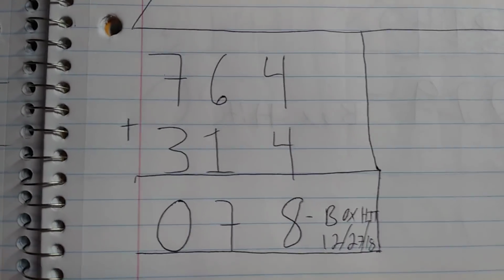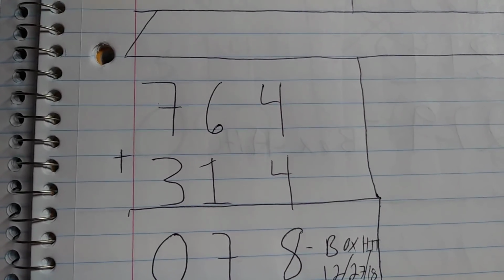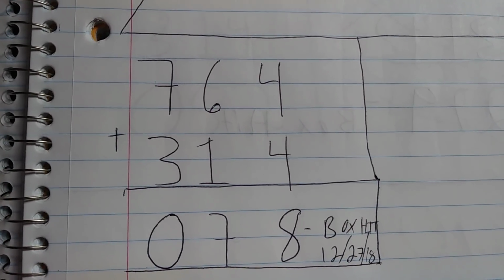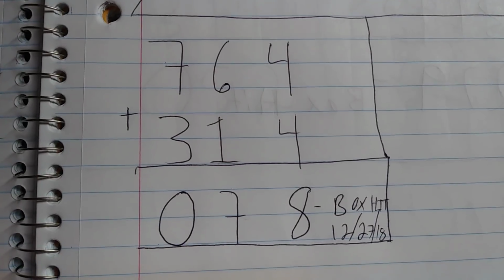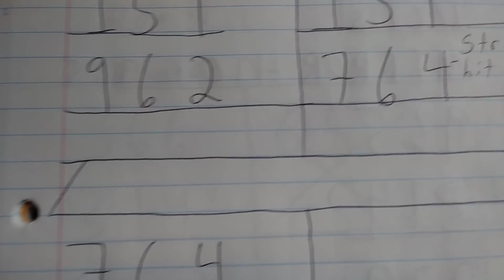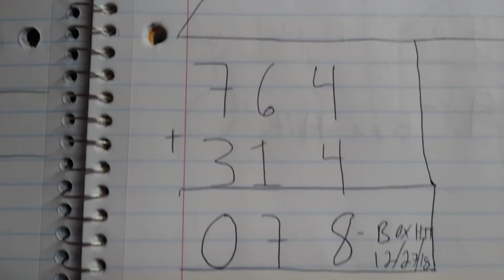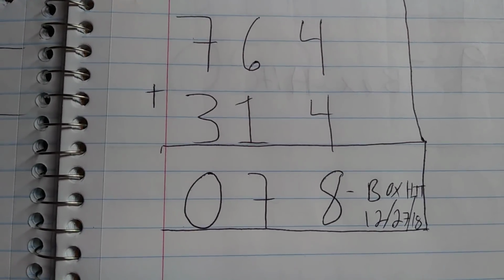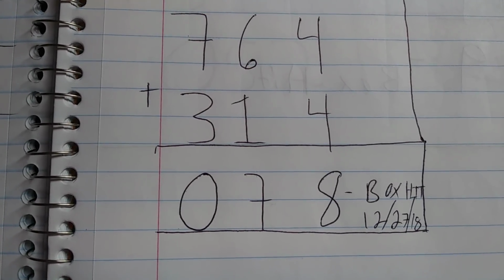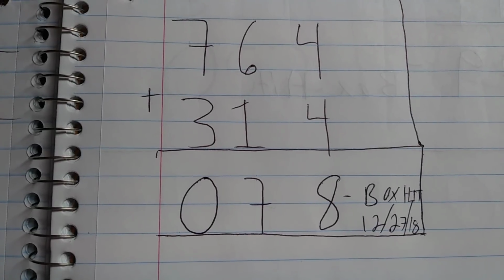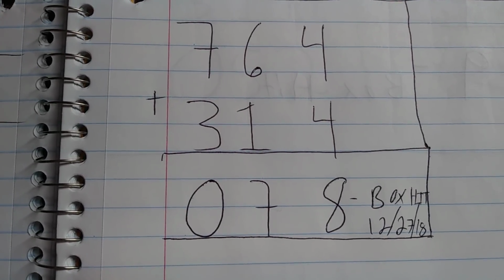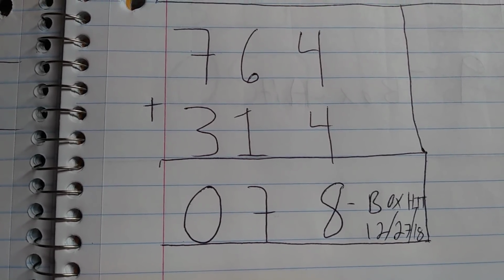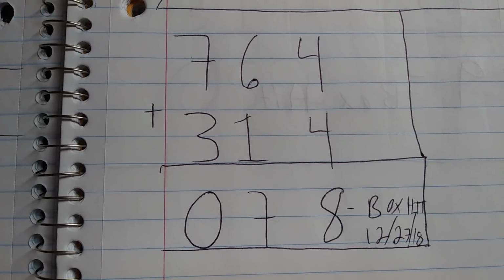So from this point, I'm just going to show you what did hit and what did not hit. So 764, which you got from up here. 764 plus 314, so 7 plus 3 is 10, keep the 0. 6 plus 1 is 7, and then 4 plus 4 is 8. And that did hit on December 27th as a box hit.